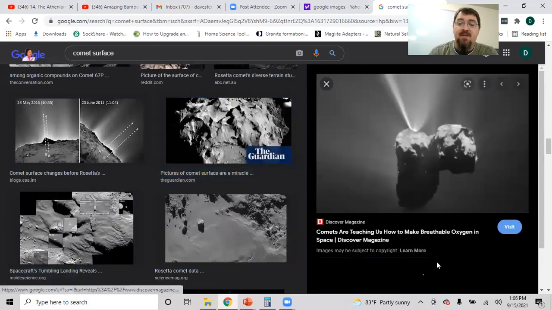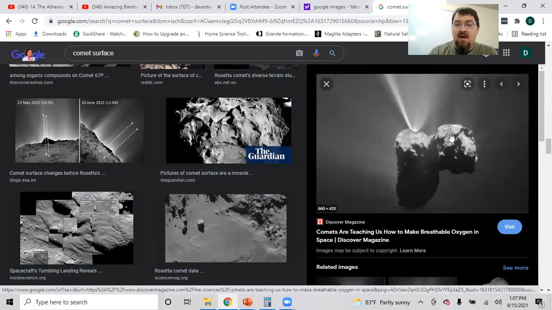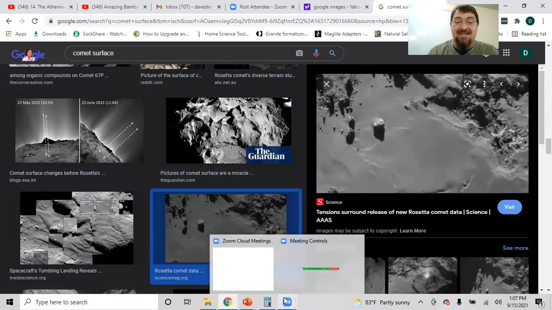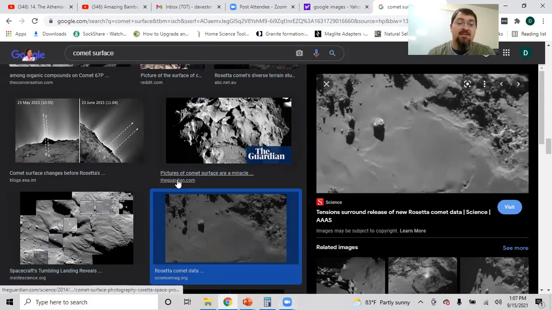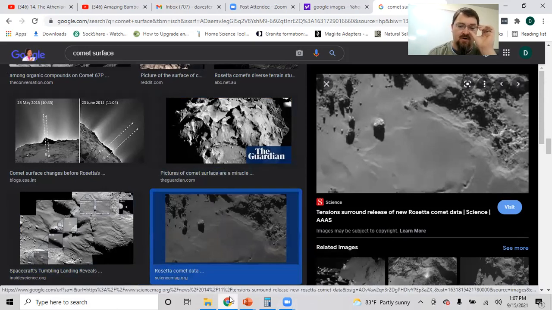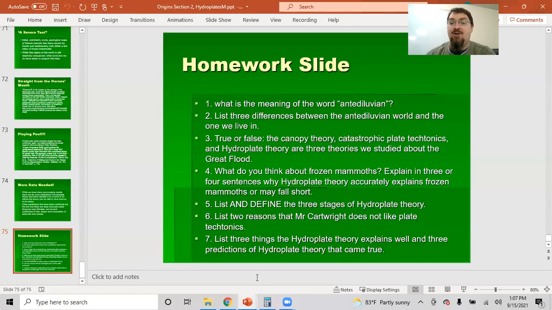Here's another one of a similar kind of comet, which has been apparently made of two smaller comets. There's another one of boulders on the surface of comets. And this has just perplexed the ever-living daylights out of evolutionary scientists who have no explanation for why this should occur. Okay, so that is hydroplate theory.